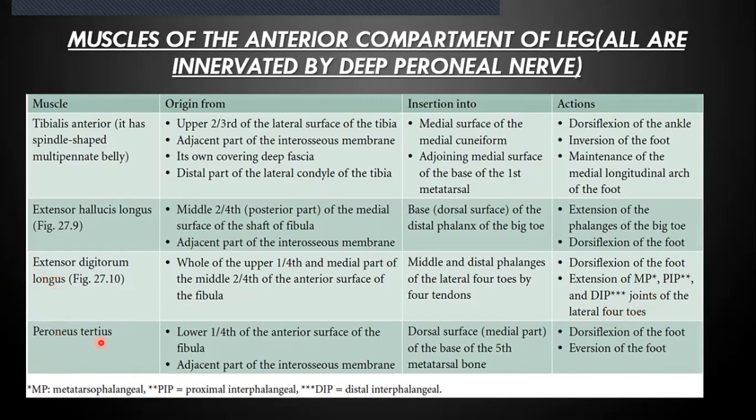Then we have peroneus tertius, which is also known as fibularis tertius, which originates from the lower quarter of the anterior surface of the fibula and the adjacent part of the interosseous membrane to insert into the dorsal surface of the base of the fifth metatarsal, and it usually dorsiflexes the foot and everts the foot. So peroneus tertius is eversion, but tibialis anterior is inversion.